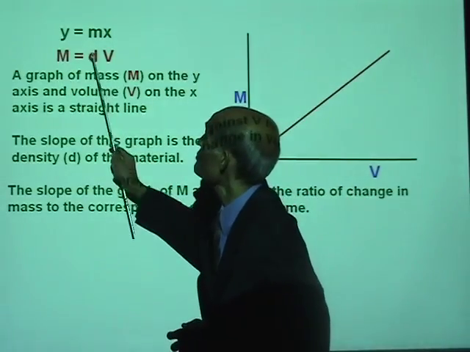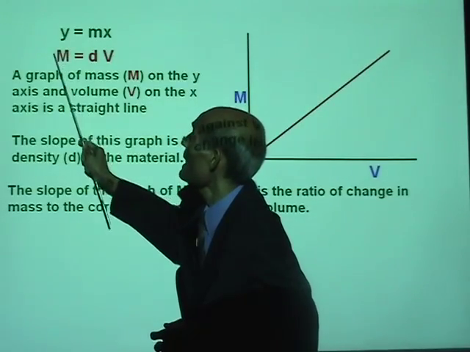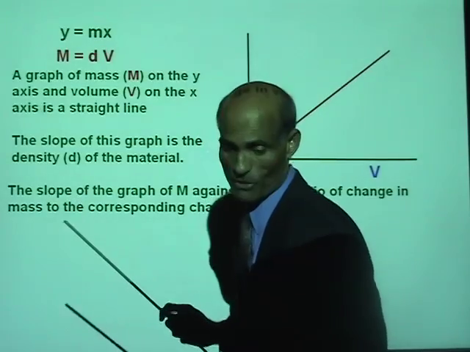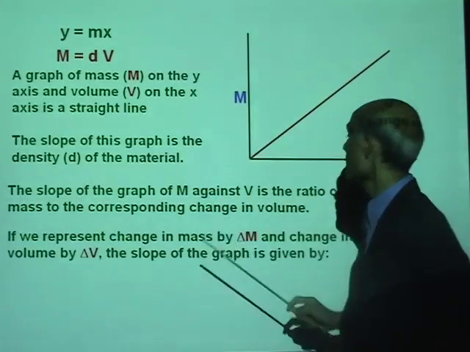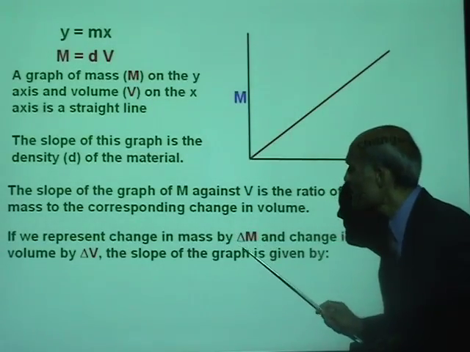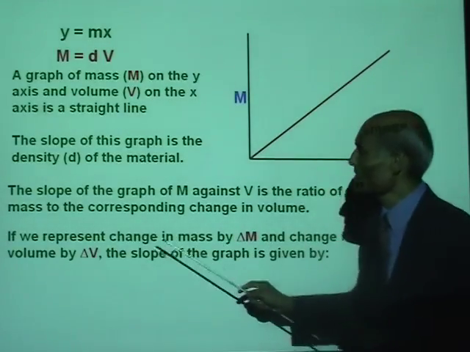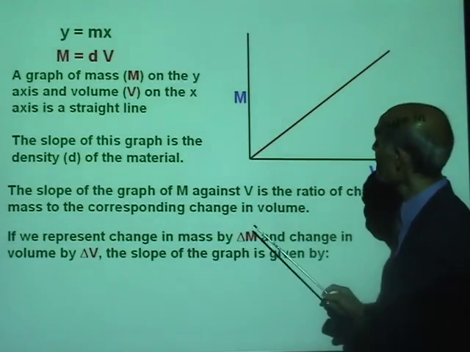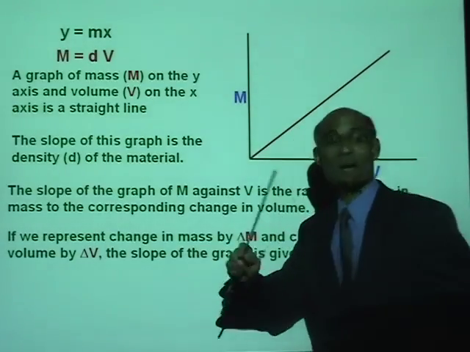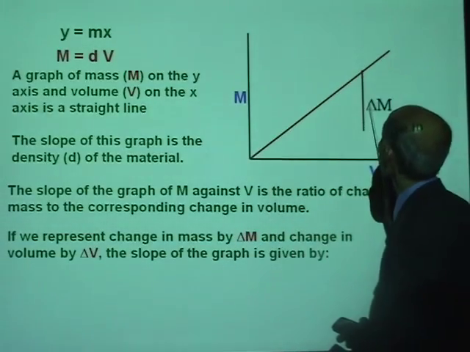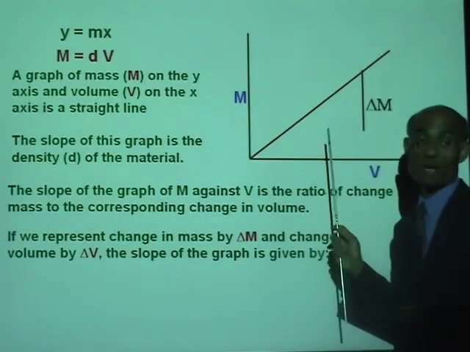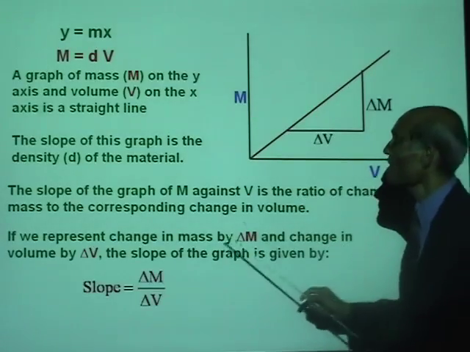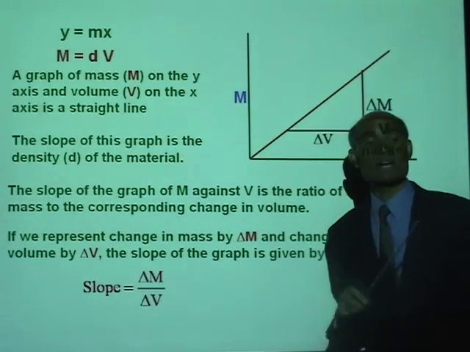So the slope in this case will be the change in the value of m divided by the change in the value of v. Now, if you represent that on the graph here, we will represent the change in m as delta m and the change in v as delta v, and therefore the slope will be delta m divided by delta v. There is the change in the mass, that is the rise, and there is the change in volume, so slope will be delta m divided by delta v.